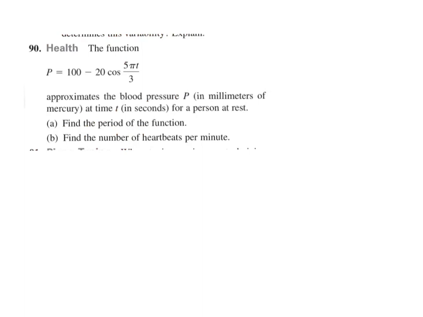Okay, on to number 19. It says approximate blood pressure. It says find the period. Well, the period is where this thing here is going to equal 2 pi. So 5 pi times, and I can use this tau symbol, tau over 3 equals 2 pi. They sometimes use that symbol. Anyway, so tau equals 6/5. So it's 6/5 of a second.